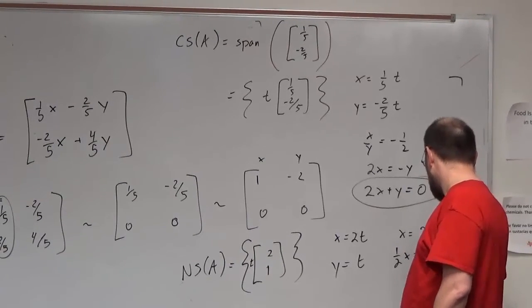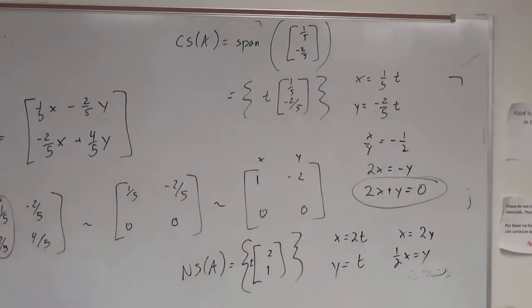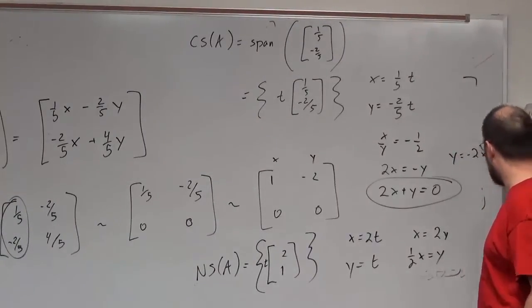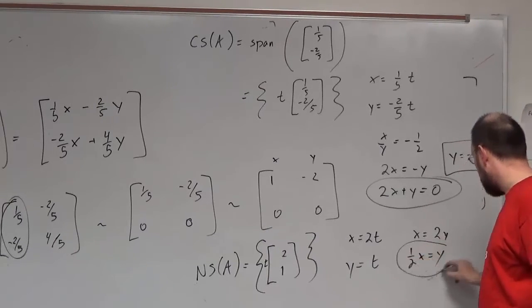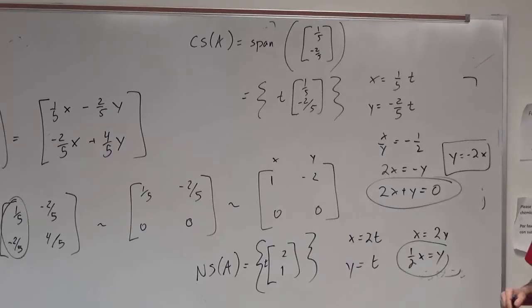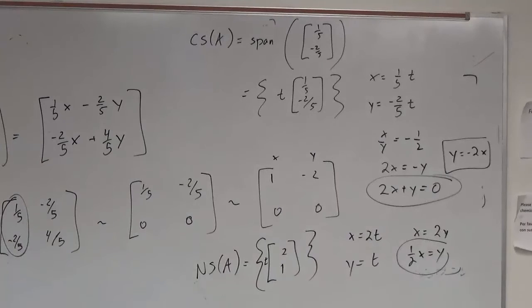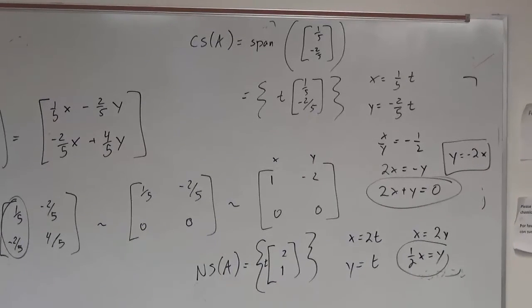There you go. It's a line with positive slope 1/2, as you can see. And so we have the two lines: that's the original line, and that's the line for the null space. The slopes are negative reciprocals. Those are perpendicular lines.